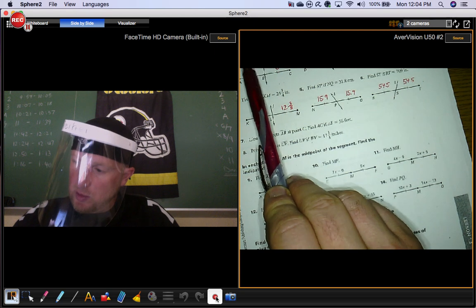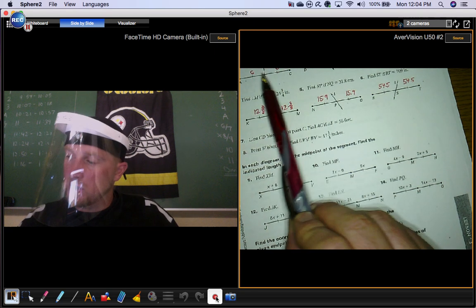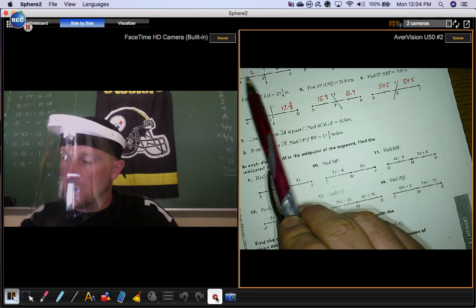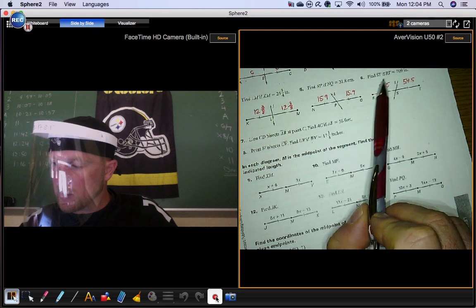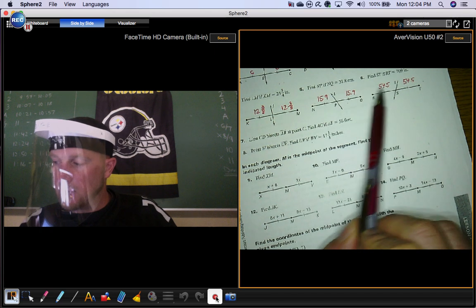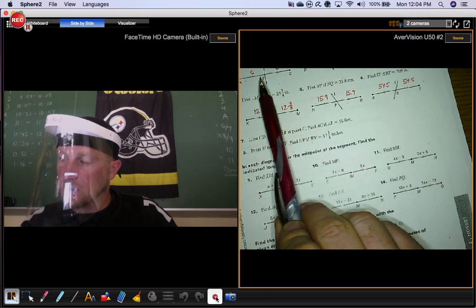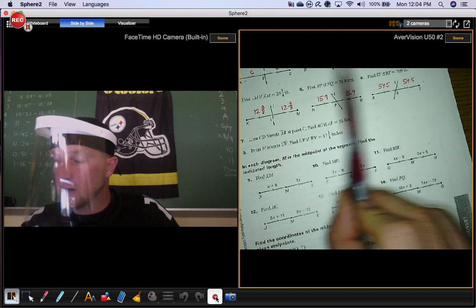Okay, so when you have this bisects issue, you know the two little pieces are the same. You know the big one is twice as big as the little ones. So if they give you the big one like they did in these 3, you divide by 2. If they give you the little one like they did in those and they want the big, you multiply by 2.